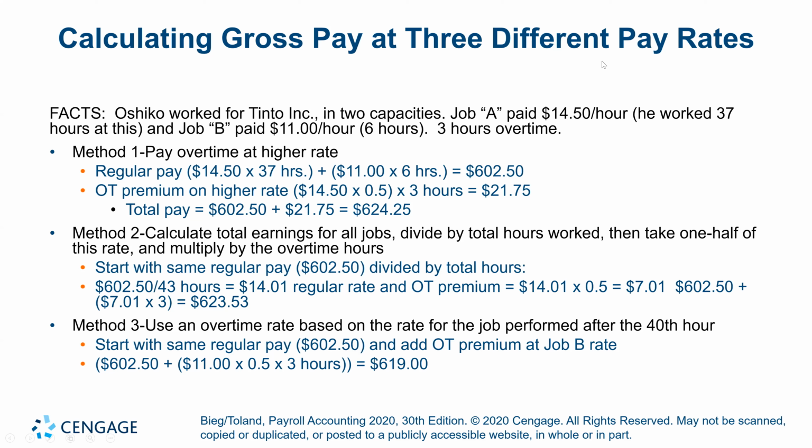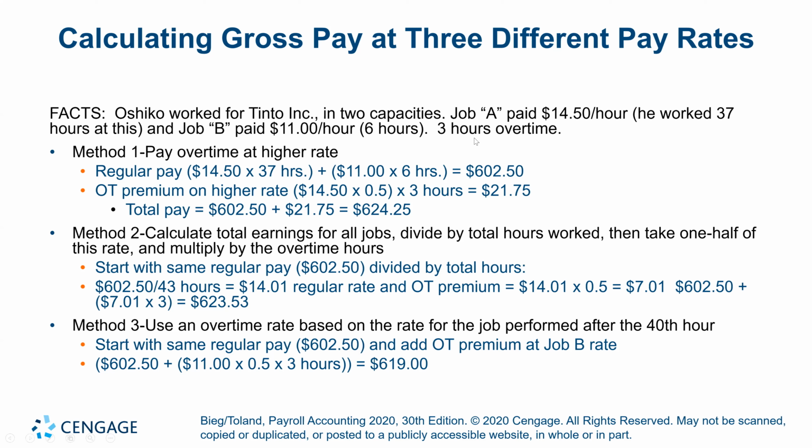Method 2, we would calculate total earnings for all jobs, divide by total hours worked to get the hourly rate, and then take 1/2 of this rate multiplied by the overtime hours. So looking at that same regular pay, which we calculated by taking 14.5 times 37 hours, 11 times 6 hours, that gave us that regular pay of $602.50. And if we take that $602.50 divided by 43 hours, that gives us a regular rate of $14.01 per hour. And then we base our overtime premium on that $14.01 per hour. So in this case, we'd end up with gross wages of $623.53.